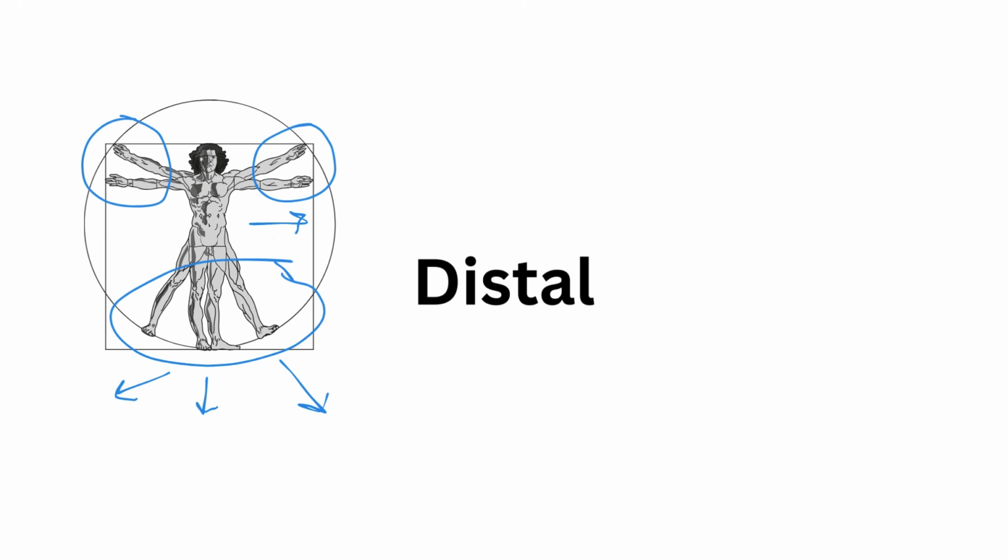The next word is distal. This means away from the center of the body. So it is distant. You can think of distal, distant, or you can think of these extremities right here. The legs, the arms, the hands are away from the center of the body.